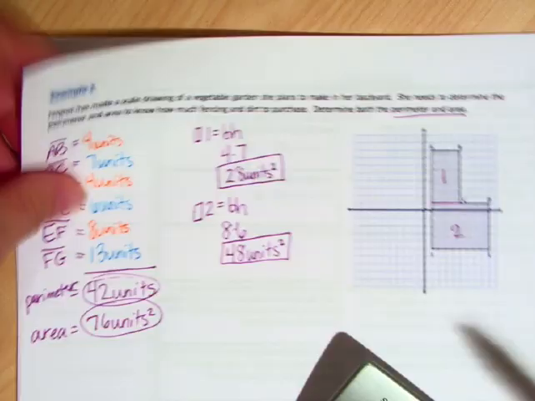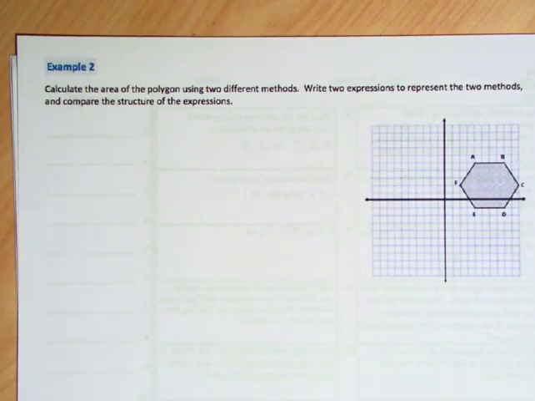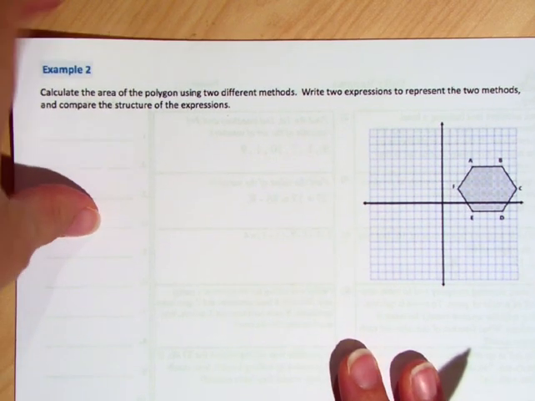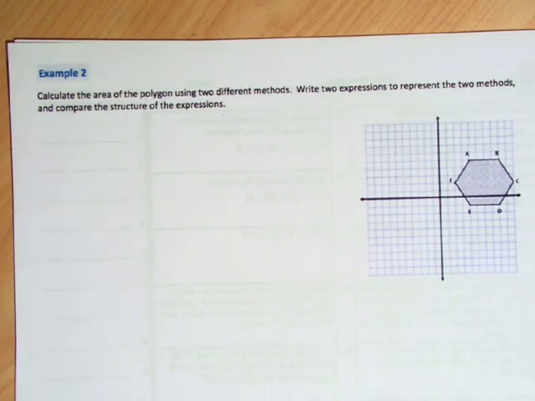Okay, let's do the next one. The next one says, keep that calculator handy, I might need it. Calculate the area of the polygon using 2 different methods. Okay, so we're going to do one method on here, and then I have another one for the second method. Write 2 expressions to represent the 2 methods and compare the structure of the expressions. So we're going to do the expressions, which are going to be very complex, but we will do them to see what they look like.